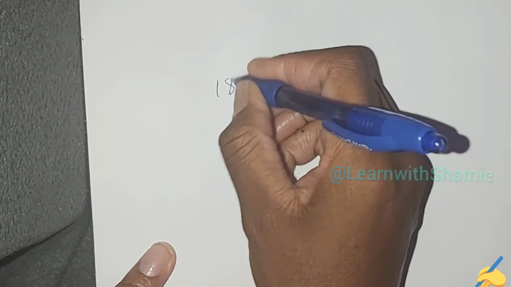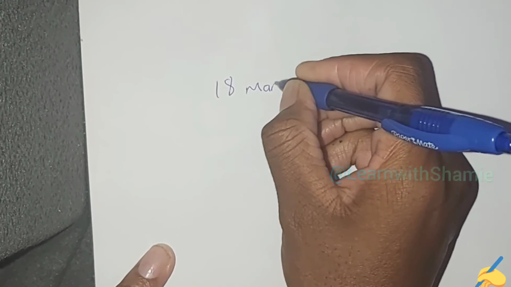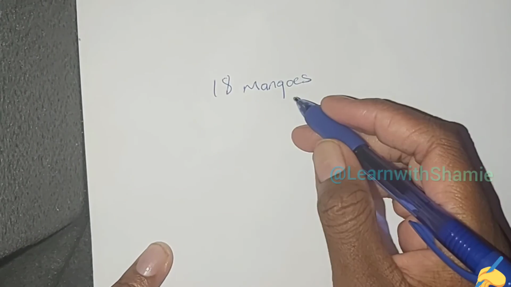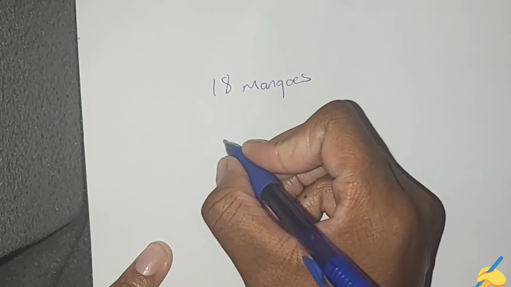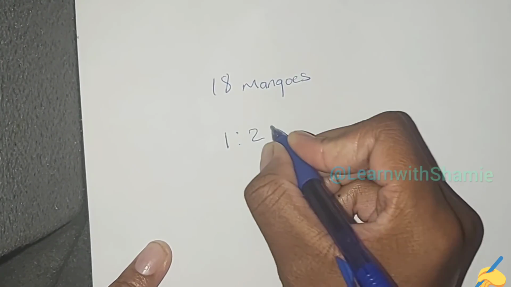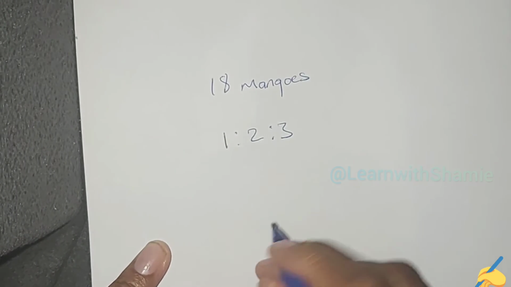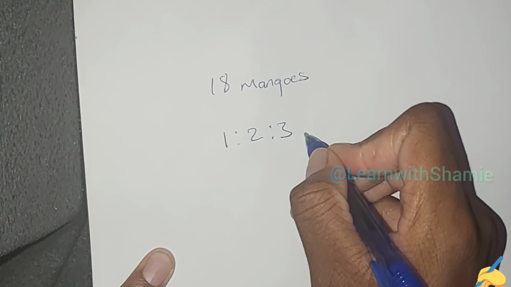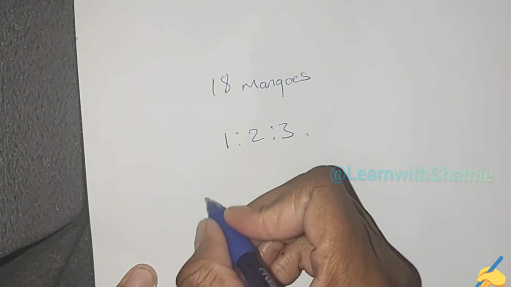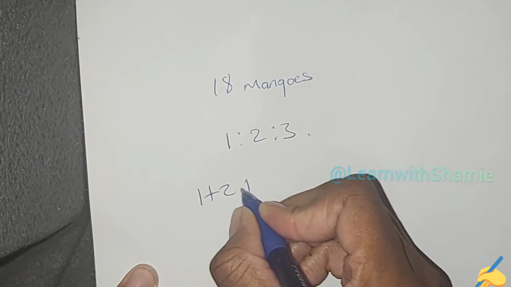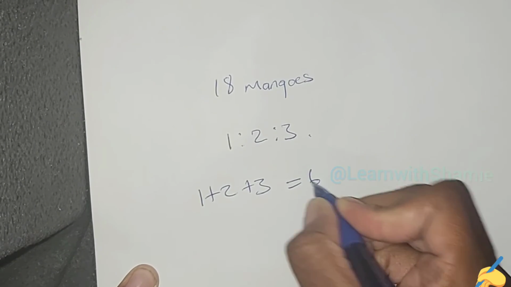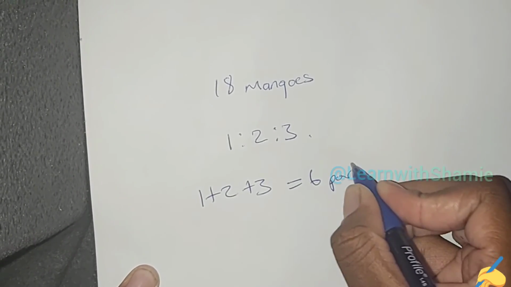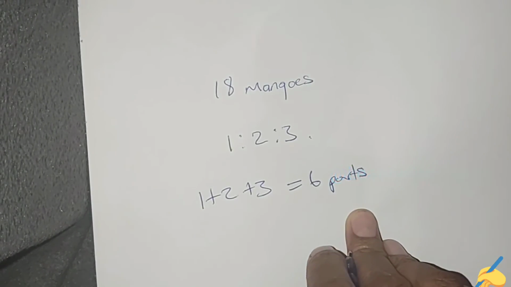I'm going to show you one final example. So for example, we have 18 mangoes to be shared in the ratio 1 to 2 to 3. The first step we're going to take is that we're going to calculate the total number of parts in the ratio. So you say 1 plus 2 plus 3 is equal to 6. So there are 6 parts in the ratio.